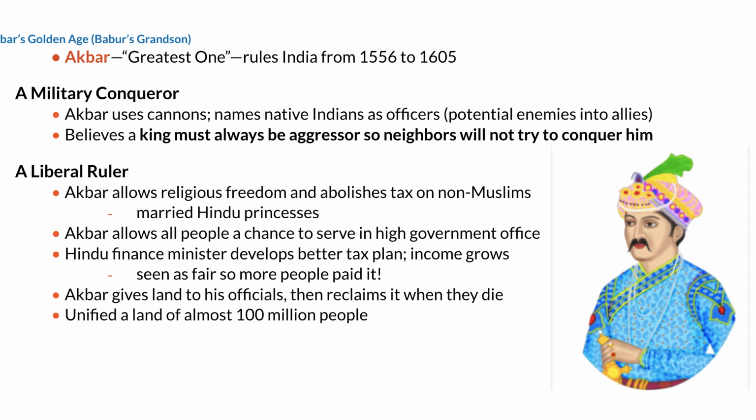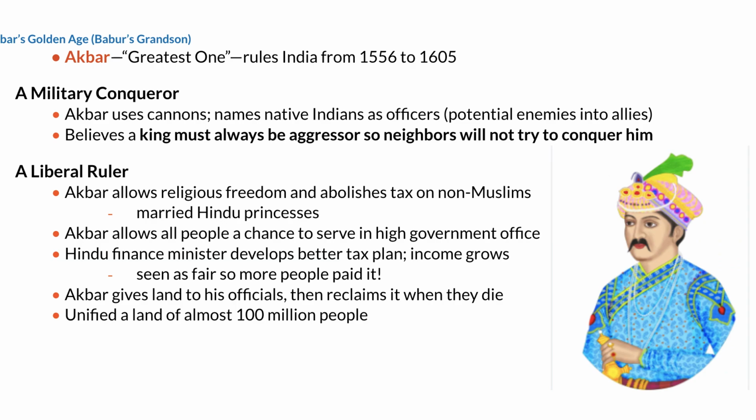So anybody could serve in his government. You didn't have to be family. It's almost a democratic style. They have a tax plan that allows people to pay a more fair tax. Akbar gives land to his officials and then reclaims it when they die. He unifies a land of almost 100 million people.